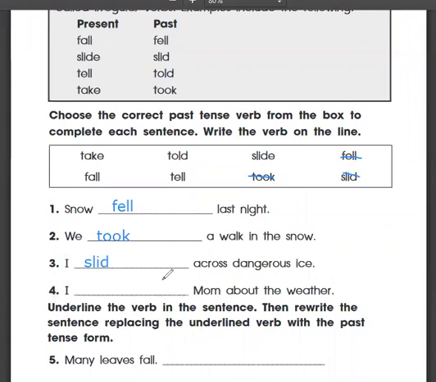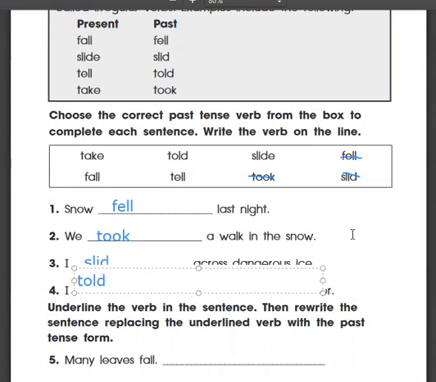Number 4, I blank mom about the weather. So we are either going to use told or tell. Yesterday, I tell mom about the weather, or yesterday I told mom about the weather. Yesterday, I told, T-O-L-D. That's in the past. That's something that's already happened. Good.